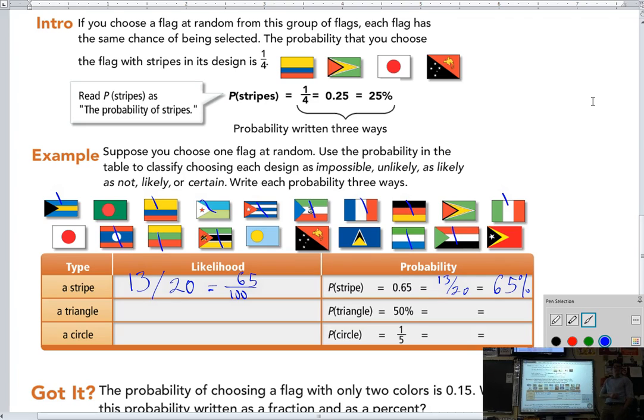Questions on that? What about, Jaslyn, probability of a flag with a triangle? Alright, I'll give you a second. Oh, sorry, let's back up. Moon, since you helped me on the first one, what would you classify that as, the verbal that we would say for that? Likely, it's more than 50%. So, flag with a triangle, Jaslyn, how would you classify that verbally?